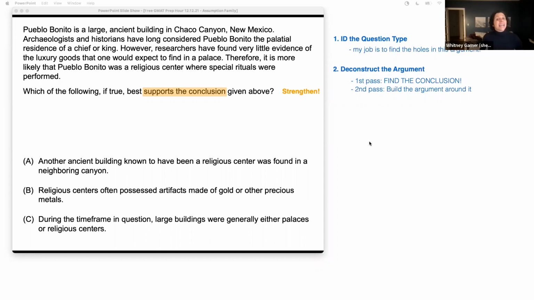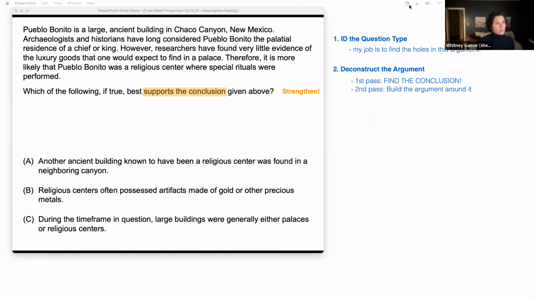Now, I may or may not jot down a few notes here. I'm not somebody who always takes notes while I'm working through a critical reasoning argument. But traditionally, I will at least sketch out a bit of a map before I move into the next steps. So first pass, I'm going to find my conclusion.